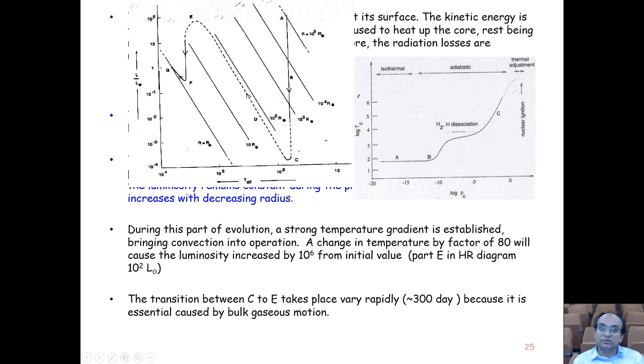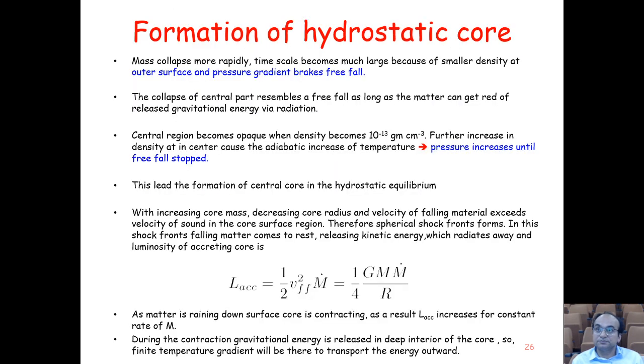Because it is essentially caused by the bulk motion of the gases. So here we have now reached from free fall to the condensed core. This is the formation of the hydrostatic core, where gravity is balanced by the inner radiation pressure. The mass collapses more rapidly, so the time scale becomes much larger because of the smaller density at the outer surface, and the pressure gradient breaks the free fall. The collapse of the central part resembles a free fall as long as the matter can release the gravitational energy via radiation.